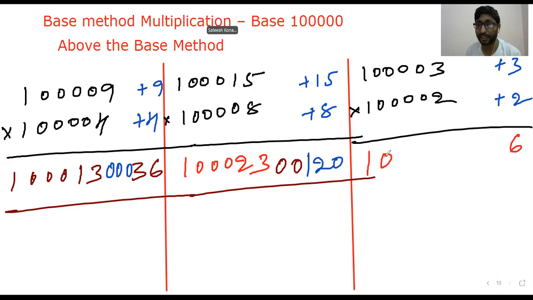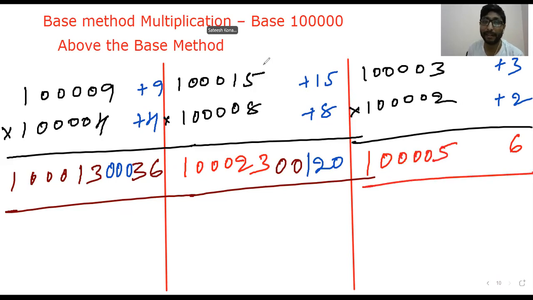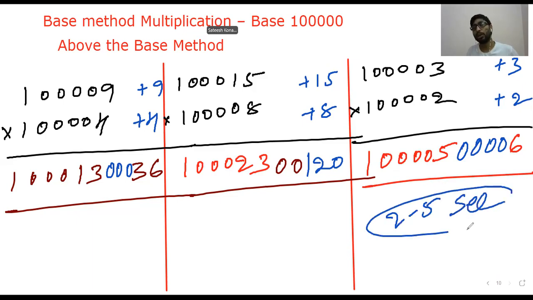That's it. 3 twos are 6. The left side answer is 1,05,000. So the right side answer should be 5 digits. So the answer is going to be 00006. That's it. See, 1,03,000 into 1,02,000 is done like this in 2 to 5 seconds. We wrote the answer in 2 to 5 seconds. This is the magic of Vedic maths. I hope you are enjoying.